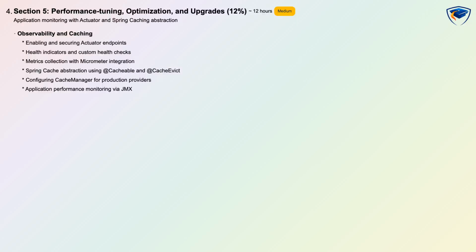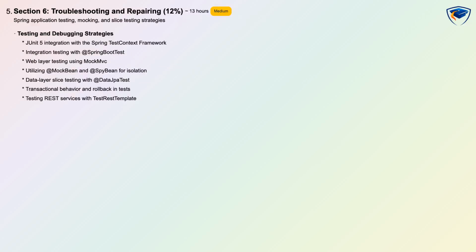Section 6, Troubleshooting and Repairing is 12%, medium difficulty, estimated at 13 hours, and assessed with scenario-based tasks focused on testing and debugging strategies.